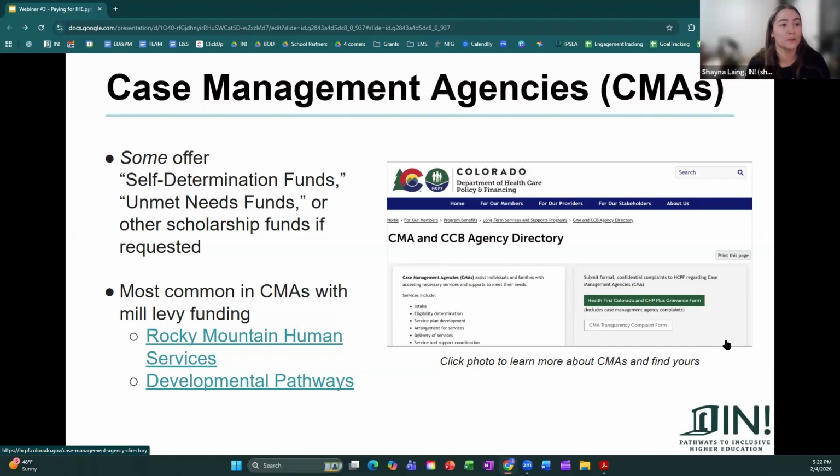So there's a link here for you to find your case management agency. Hopefully you guys are already connected to those. I know that's another step in the process of transitions, but we really want students to be communicating with their case management agency that they want to pursue inclusive higher education and see if they have some ideas on how they can help or provide a direct scholarship.